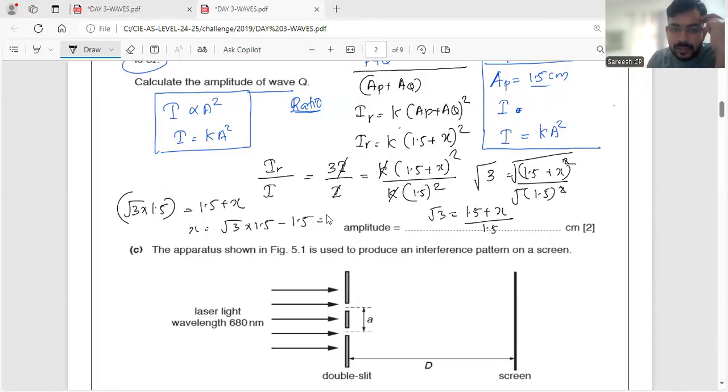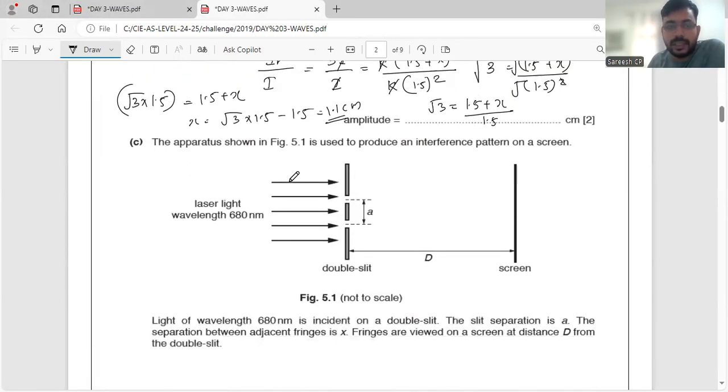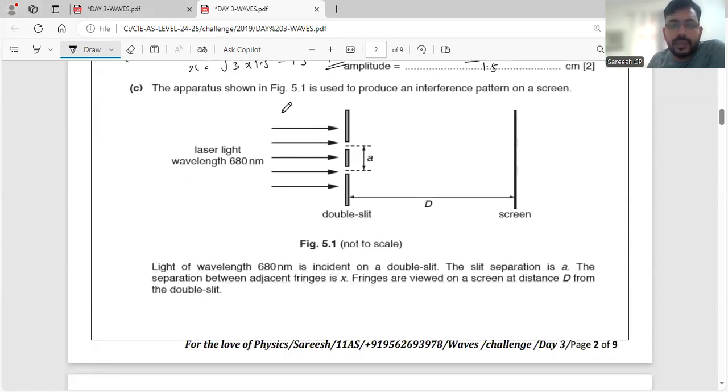So this is going to be equal to 1.1 centimeter. So the amplitude of this one is 1.1 centimeter. Okay, that's correct.